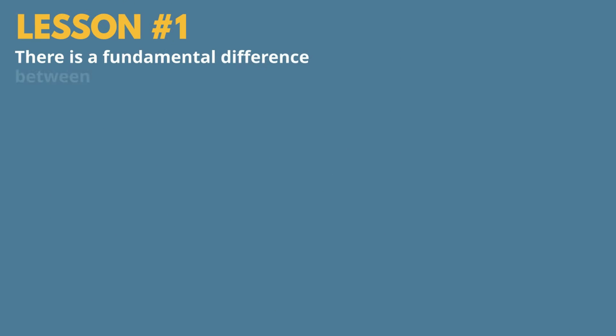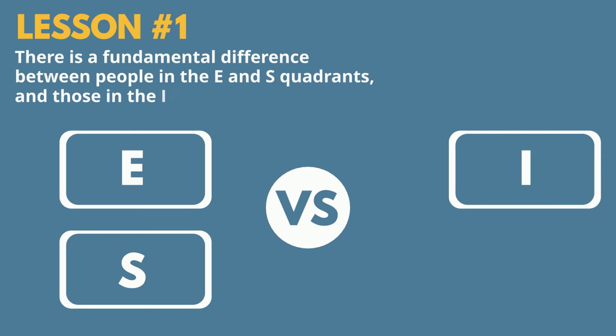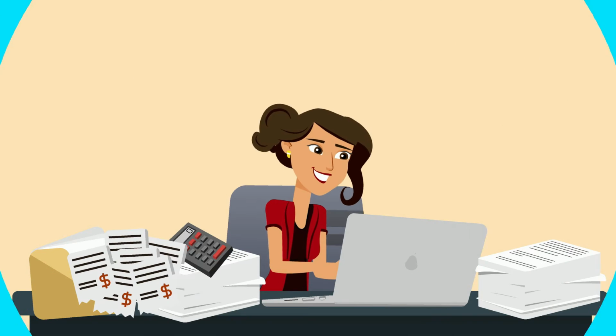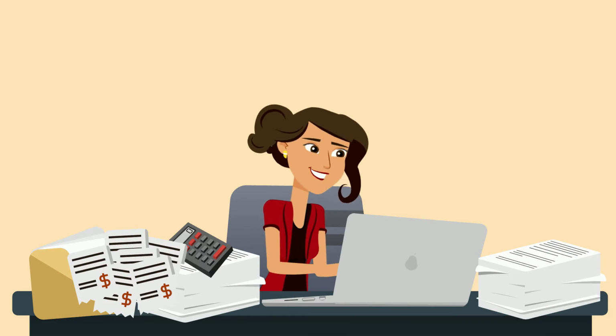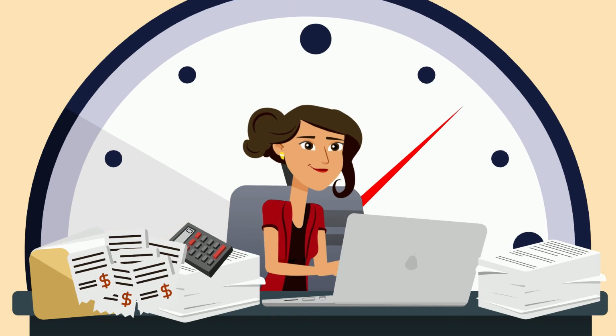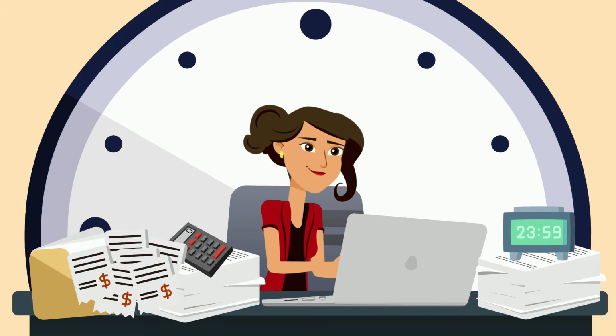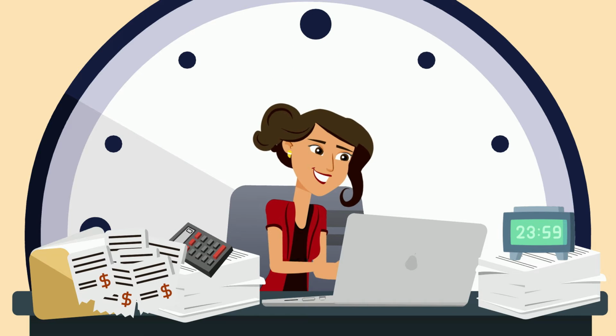Lesson 1. There is a fundamental difference between people in the E and S quadrants and those in the I or B quadrants. Working hard is what most people do, and it's not necessarily a bad thing. It means you're putting in long hours at your job, staying late to get that project done, or doing whatever it takes to meet deadlines and get the job done.